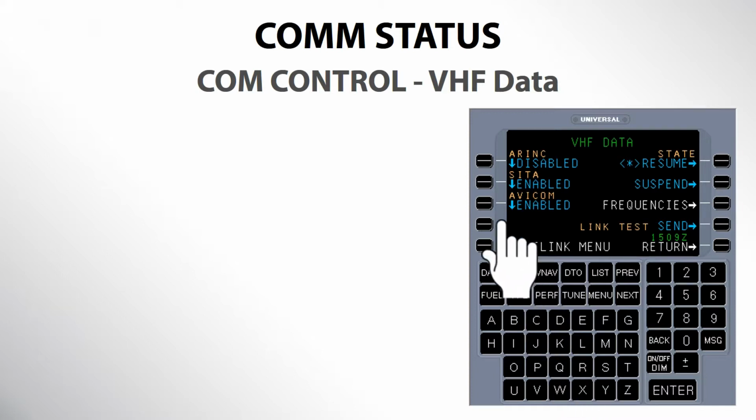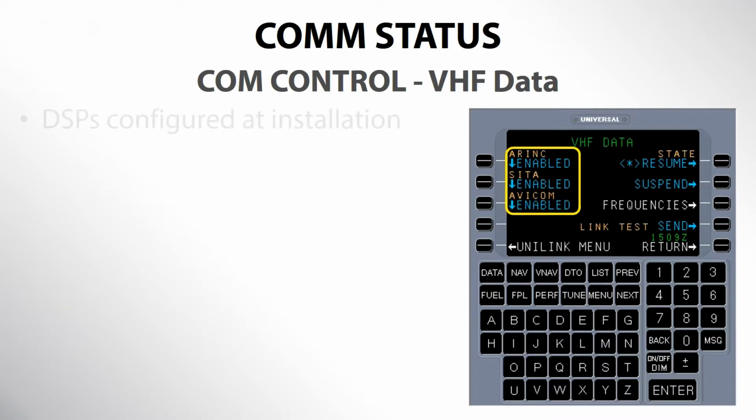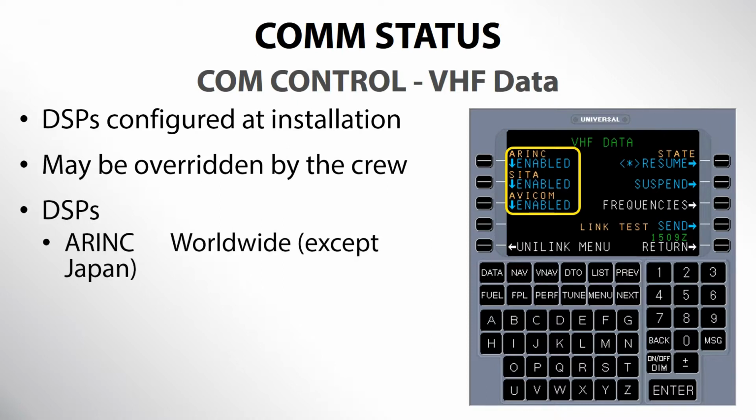If all service providers are selected to disabled, the VHF status displayed on the COM status page will reflect no COM, no DSP. DSPs are configured into Unilink at installation. These selections are the default selections displayed on the VHF data page, but may be overridden by the crew. Care should be taken when overriding these selections to enabled, as network access fees may be charged to your account by the service provider. Data service providers include the following.